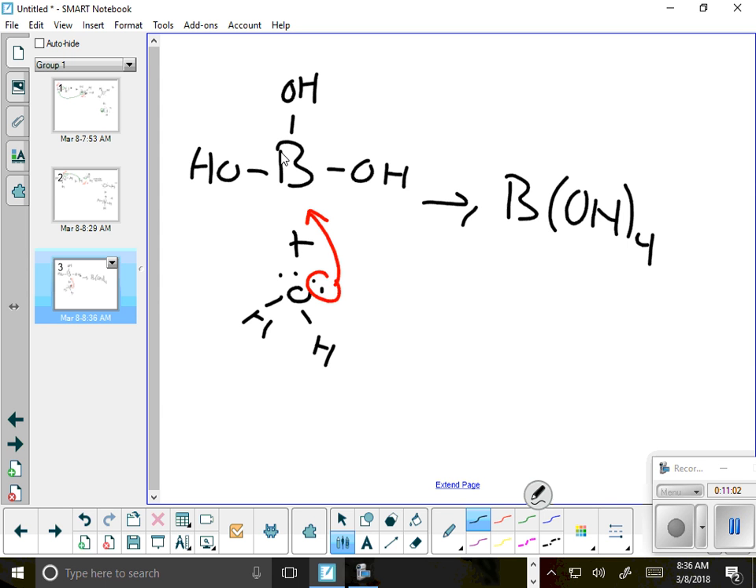Now, if this oxygen creates another bond with that boron, one of these hydrogens, let's call it this one, is going to become a little unstable, and it's going to be released. It's going to be donated. So even though the boron part isn't giving or taking a hydrogen, its interaction with water is going to cause it to become acidic.